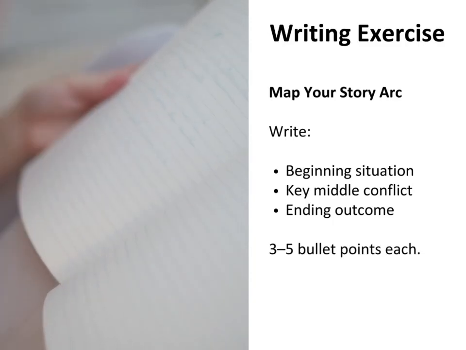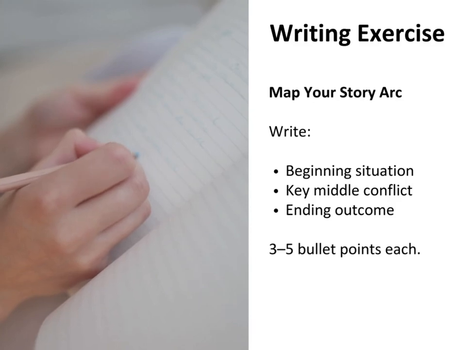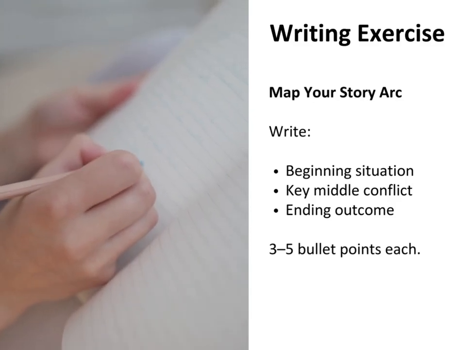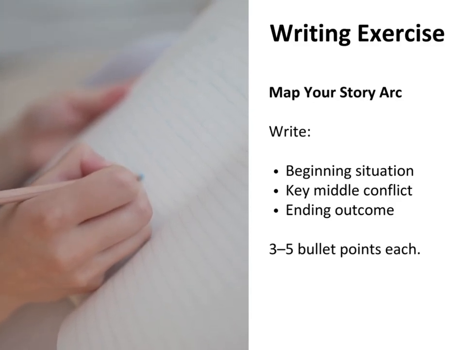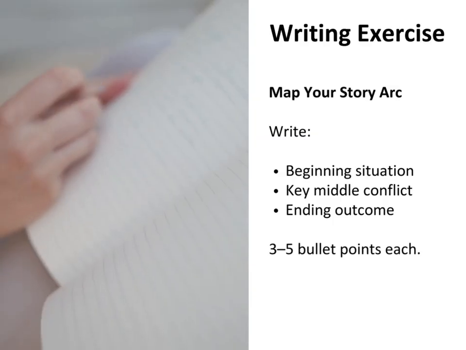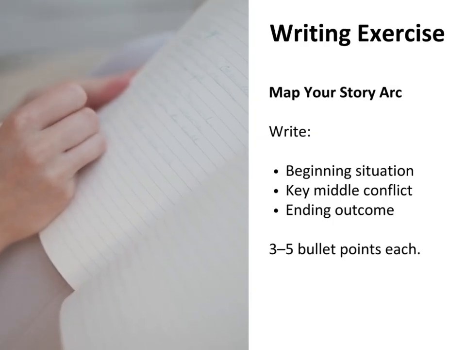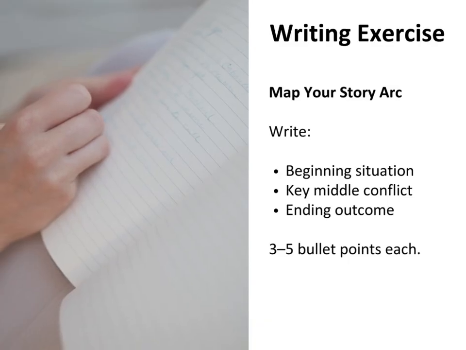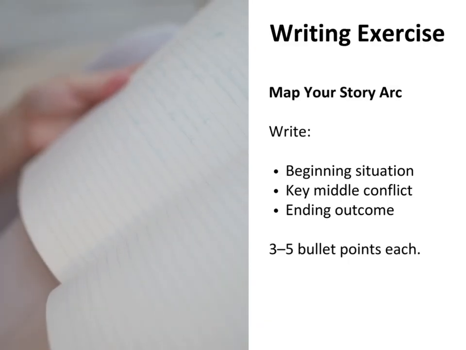I'd like you to write 3 short sections. Just notes or bullet points, not full sentences unless you want to. Keep it simple and structural. Beginning. Situation. What is the starting situation? Who is the character? What is their normal world like? What is happening just before things change?